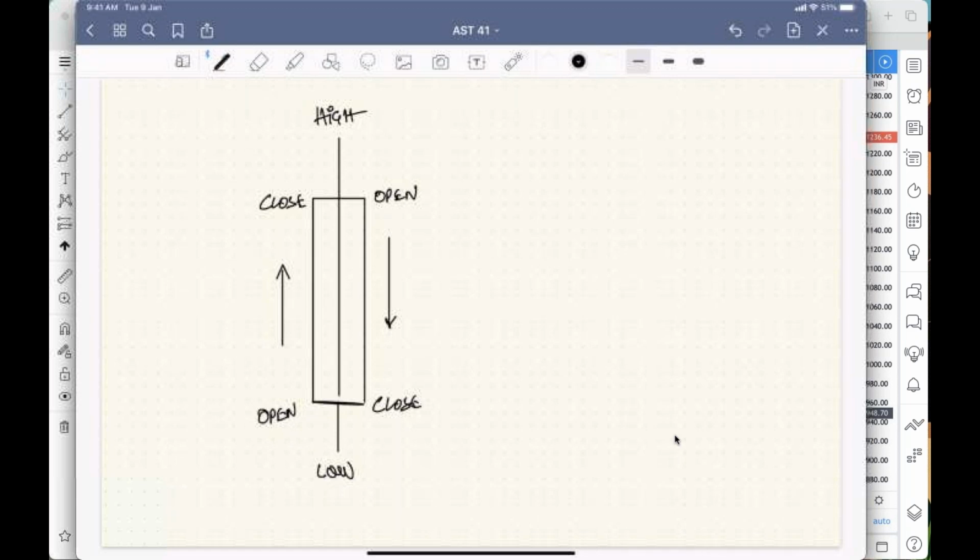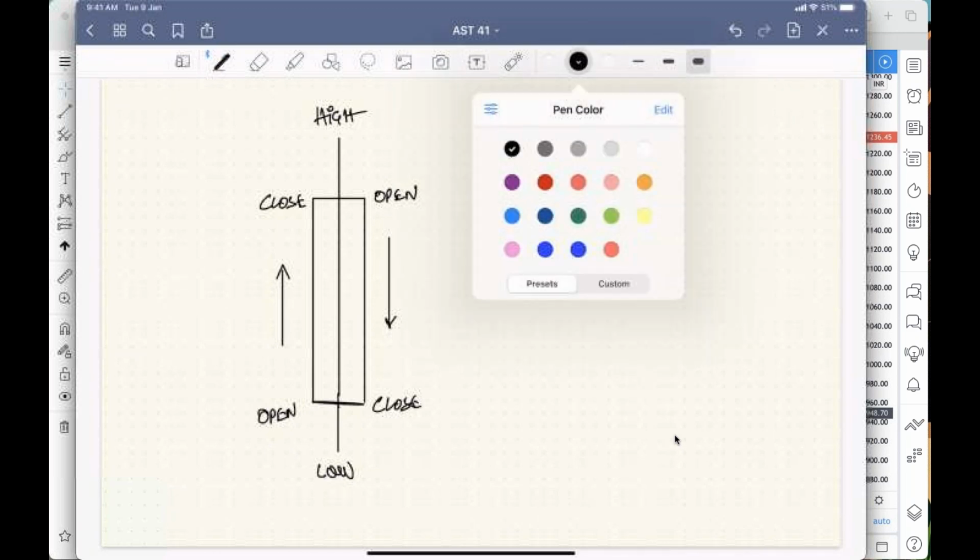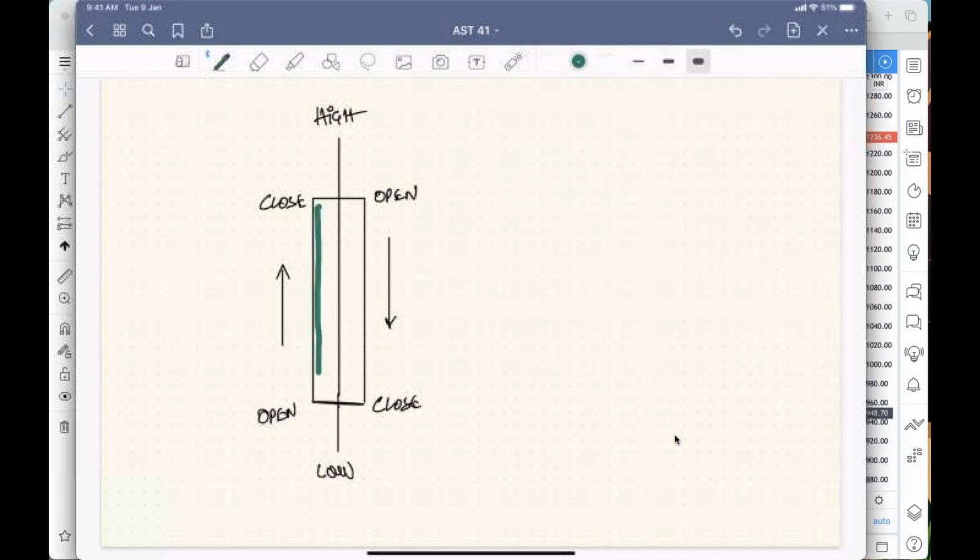In the current day softwares, these candles are color coded. If it's a positive colored candlestick, it means that the closing price is above the opening price. So the close is above the open. Nothing to do with the previous close, nothing to do with yesterday. It will be color coded green or blue or whatever, depending on the software, depending on your preference. You can change them also.